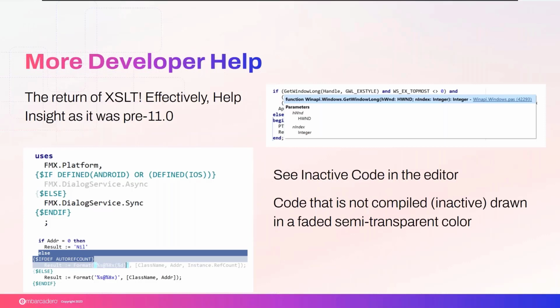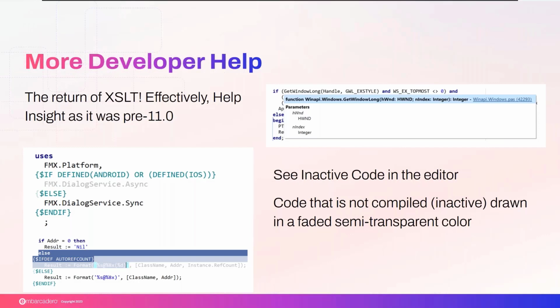More developer help. The return of XSLT. If you don't know what that is, it's something that we got a lot of requests from customers that they wanted back. It's pretty much creating extra help and customized help for your methods. We will see an example in a second. You can use HTML to create descriptions of your methods. That's very, very helpful, mostly in big projects, or if you have a big team that you need to document every method so people don't get lost.